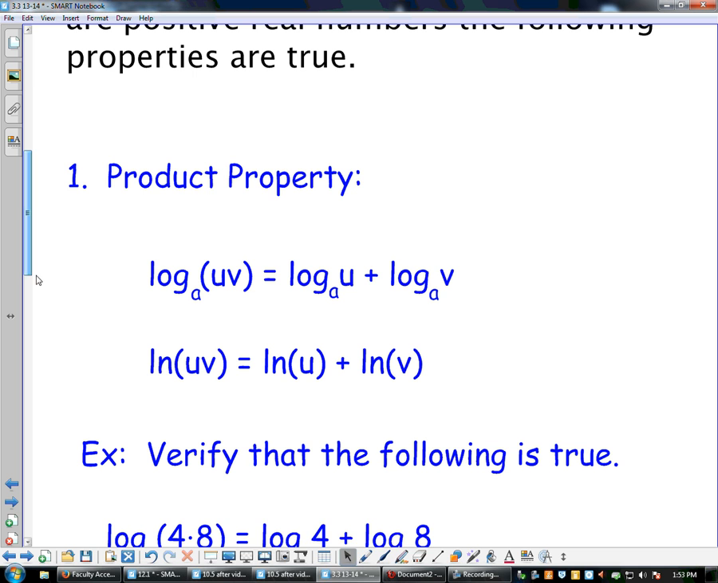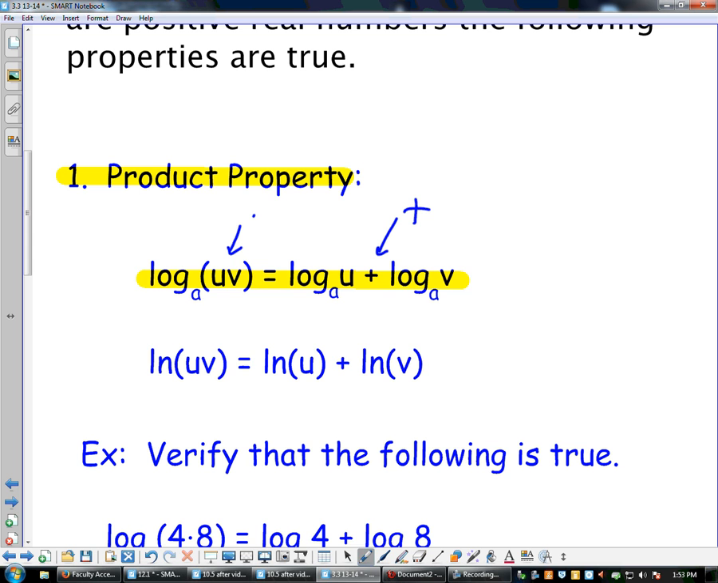Let's take a look at the product property. The product property says that the log to the base a of 2 things being multiplied together is going to be equal to the log to the base a of one of them plus the log to the base a of the other. So it's very important to note, it's not log to the base a of u times v equals log to the base a of u times log to the base a of v. If it's multiplication over here, when we pull it apart, we need an addition sign.